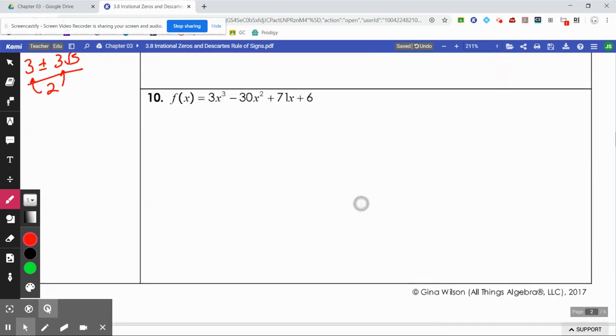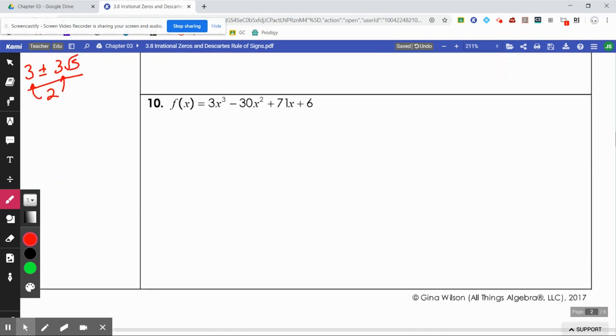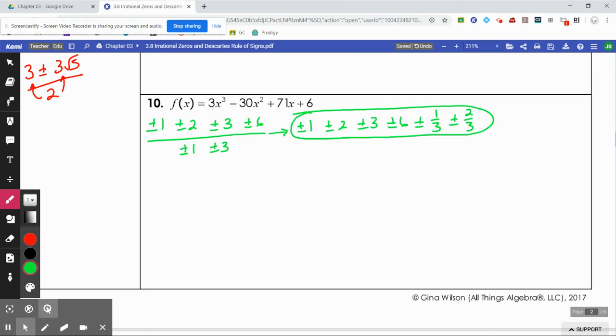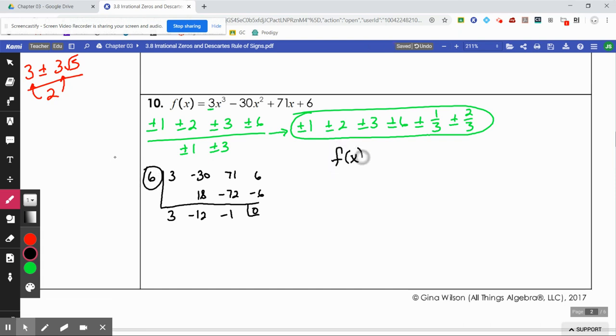Okay, number 10. Last one. First, let's list all of our possible rational roots. And there they are. There are several this time because of the 3 here having 2 different factors. Let's test them to find one that works. And we see here that 6 does work. So we have now broken our function from the original into, we divided by 6, so x minus 6 times 3x squared minus 12x minus 1.